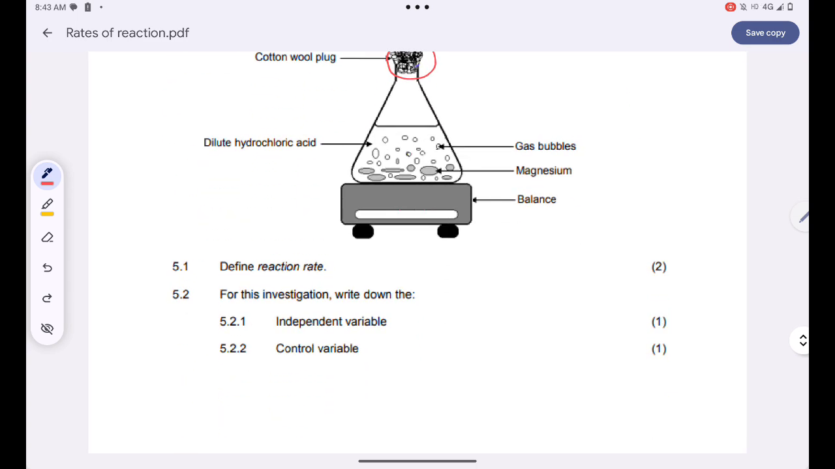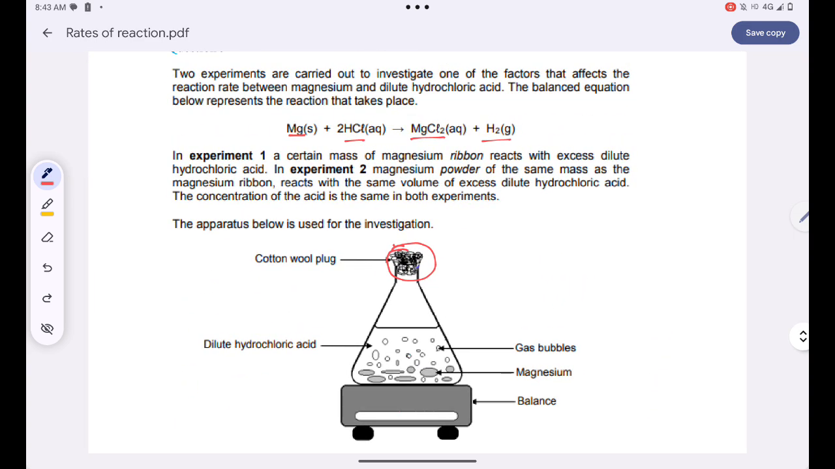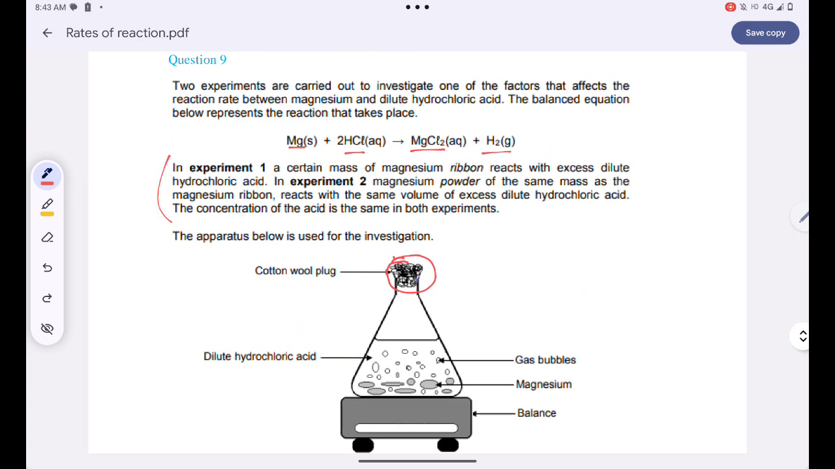Okay. First question, they want us to define the reaction rate. Oh, before I even go there, there's something significant I just forgot to highlight. The concentration of our acid is the same in both experiments, as well as the mass of my magnesium. So both of those two things are my controlled variables in this investigation.